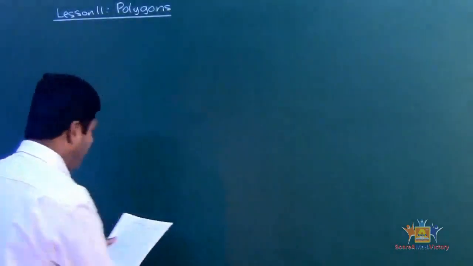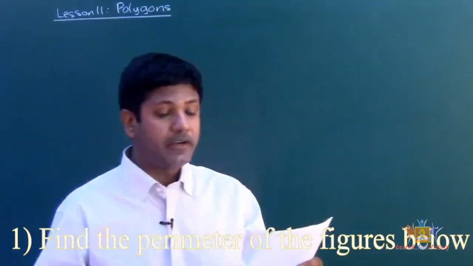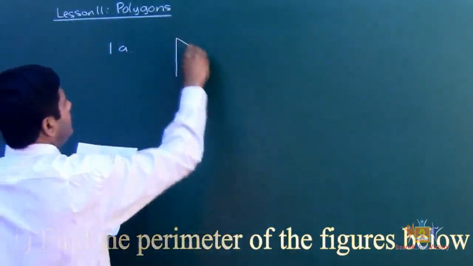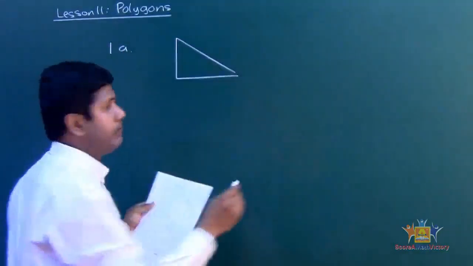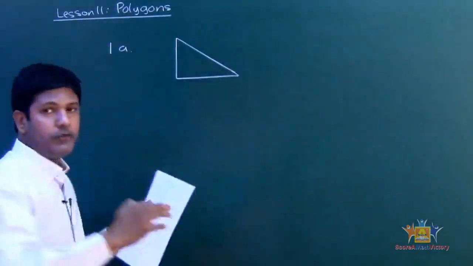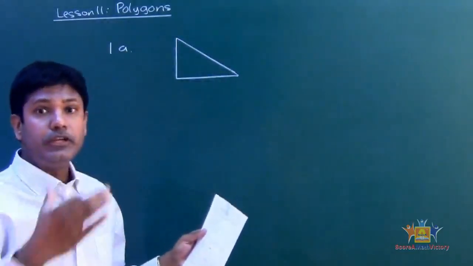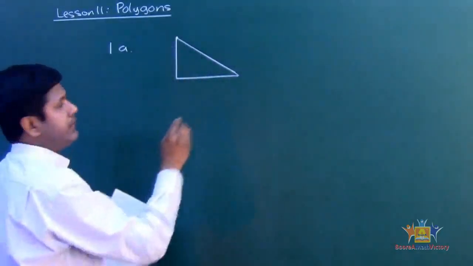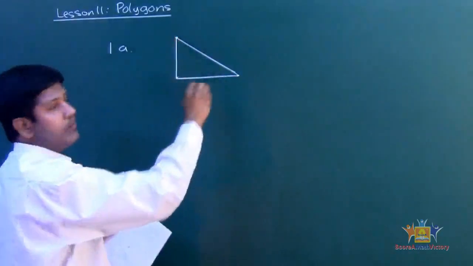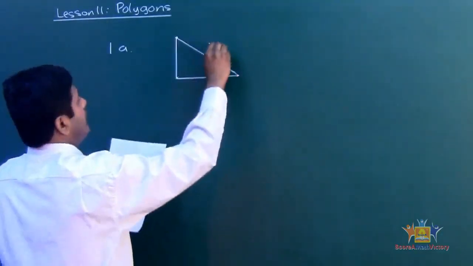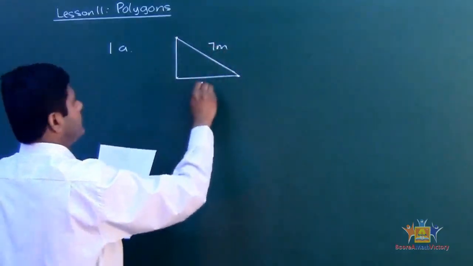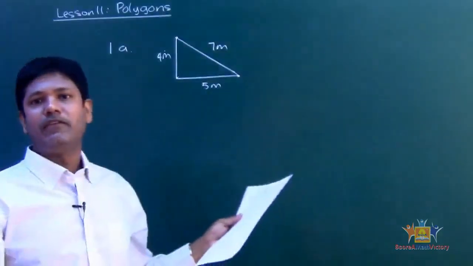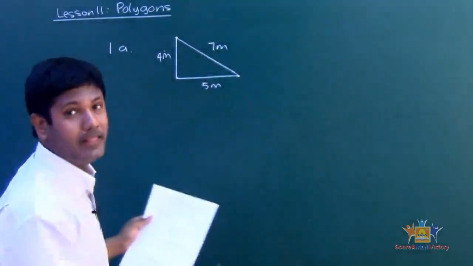The first question says, find the perimeter of the figures below. For 1A, you're given a triangle and asked to find the perimeter. In order to find the perimeter of a triangle, you need to know the length all around it. You start at a point, go here, then here, and then back. So you need the length of this side, which is given as 7 meters, then from here to here, 5 meters, and from here to here, 4 meters. Perfect. We don't have to find anything, because everything is given to us. That means we can find the perimeter.